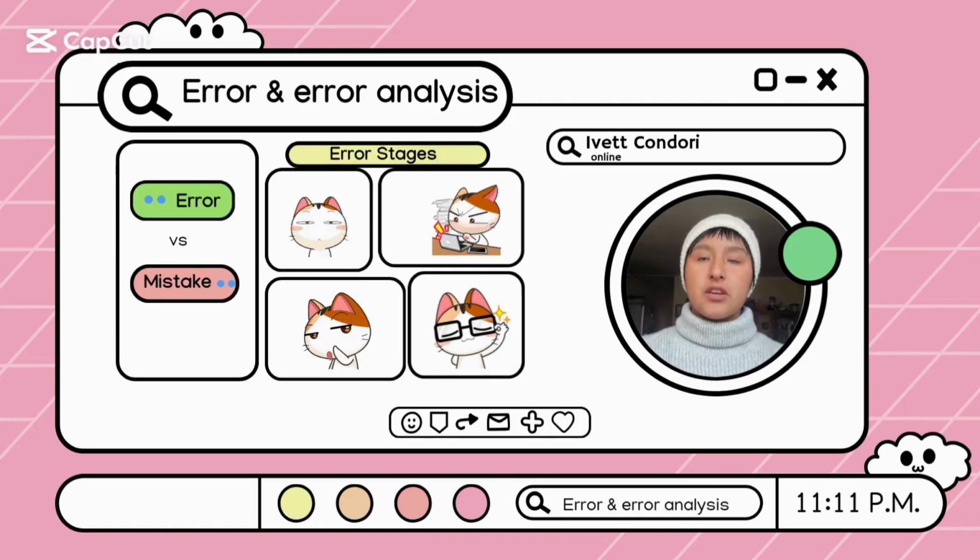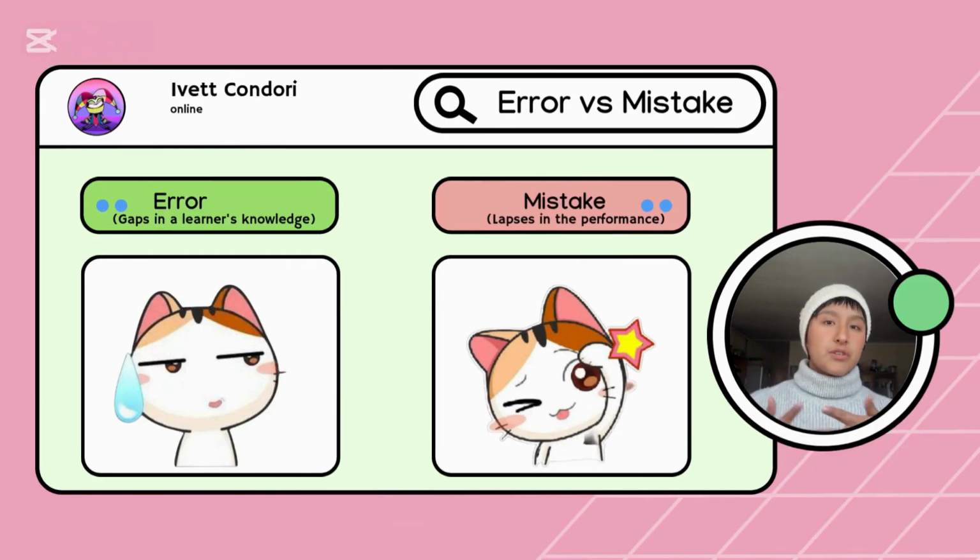Next, we have the error and error analysis unit. In this unit, we will see the difference between mistake and error, and also the different stages we must follow when we're checking an error. So, let's begin. Error versus mistake.